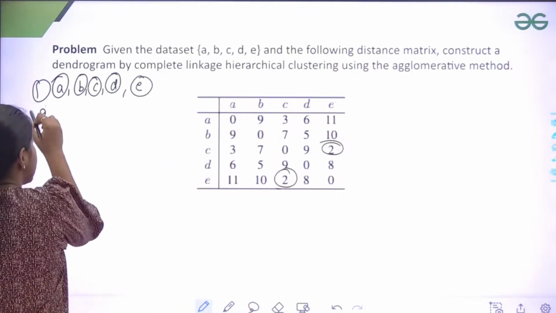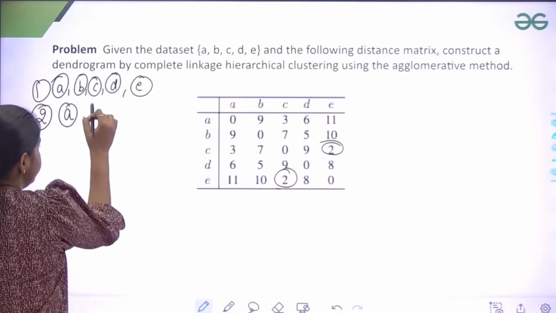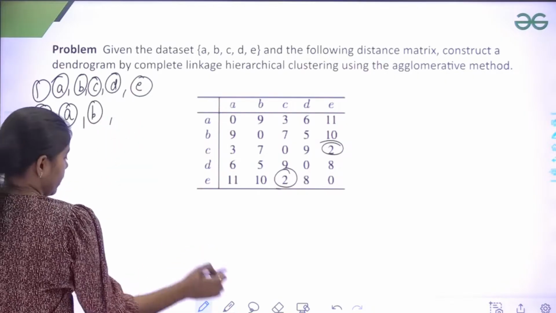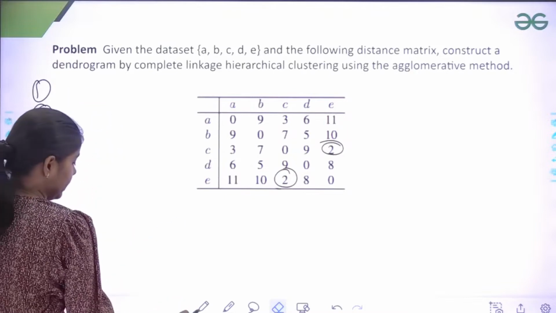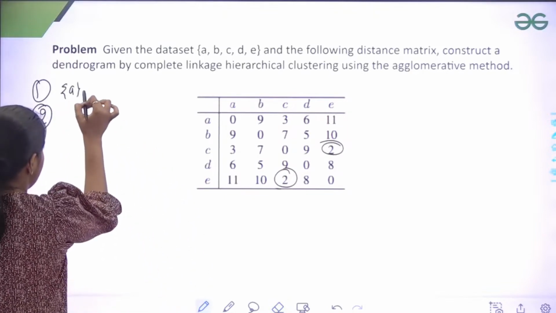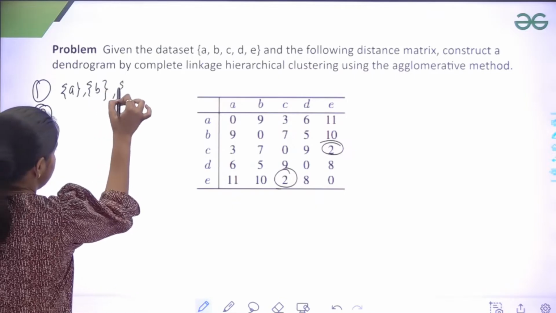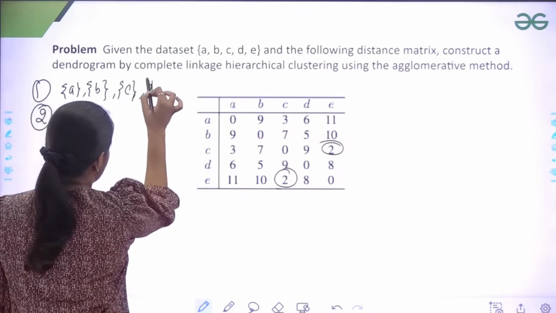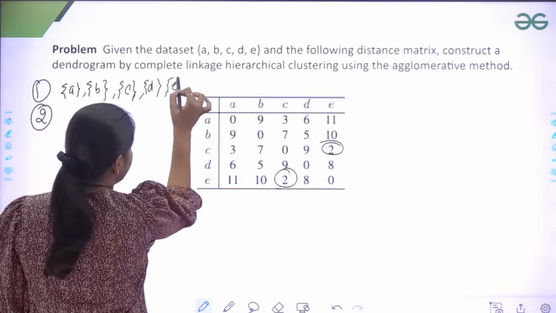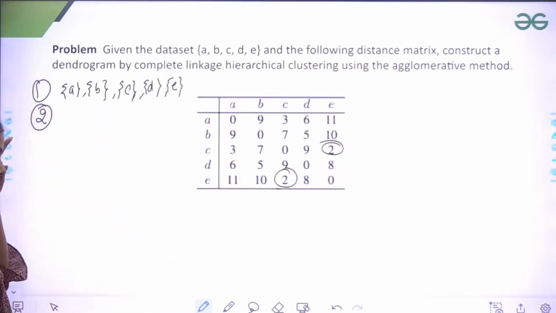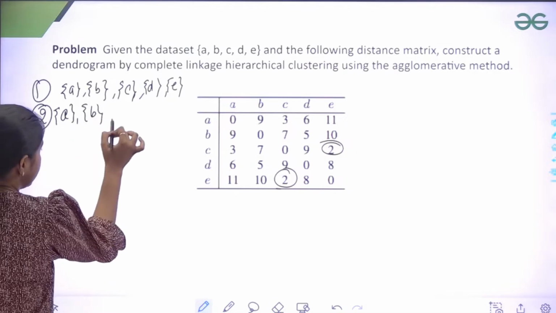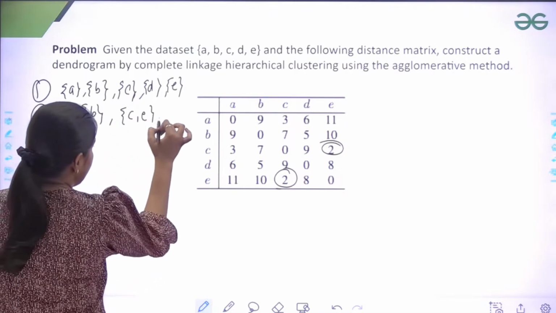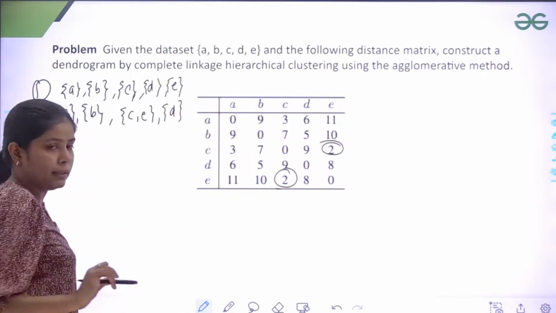So now I have my new cluster. Instead of writing in that format, I am writing that I have one cluster A, B, C, D, and E. I'll form the dendrogram at the end. The distance between C and E is minimum, so I'll combine them: A, B, then I'll combine C comma E, and then I'll write down D. Right, this is what I have.